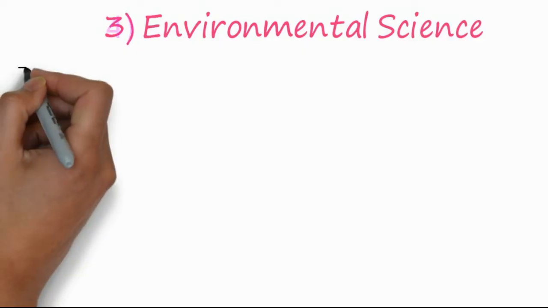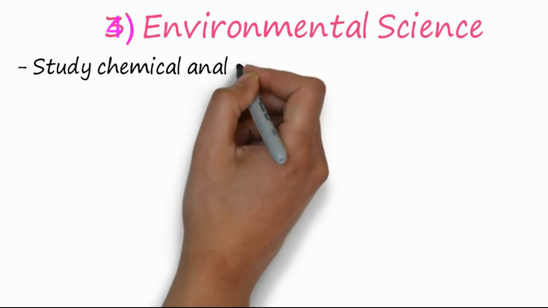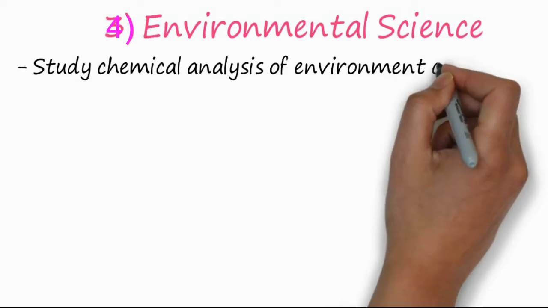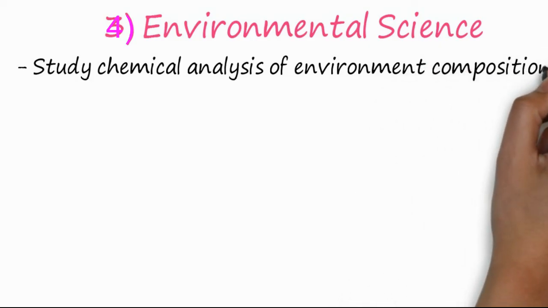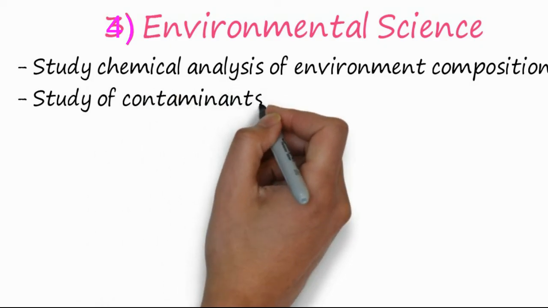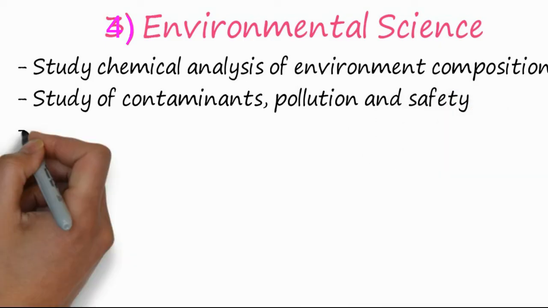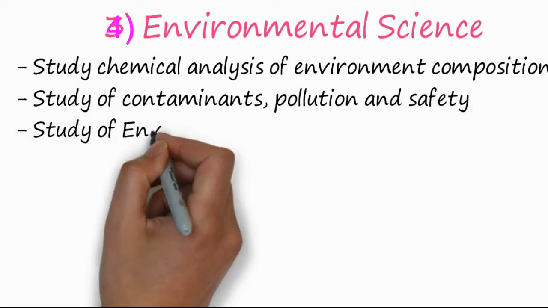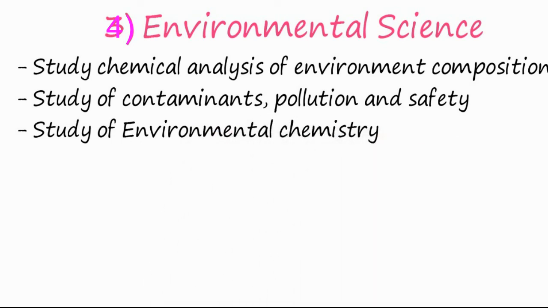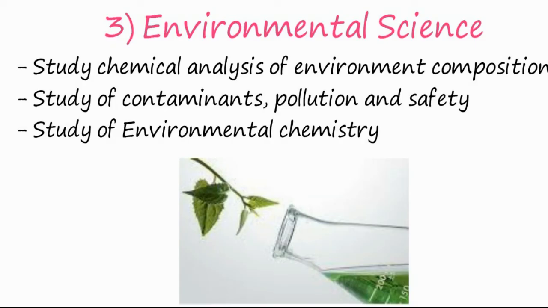Next is environmental science. In this science, we study chemical analysis of the environment and its composition, the study of contaminants, pollution, and safety aspects of the environment. So, in environmental science, environmental chemistry is what analytical chemistry is.